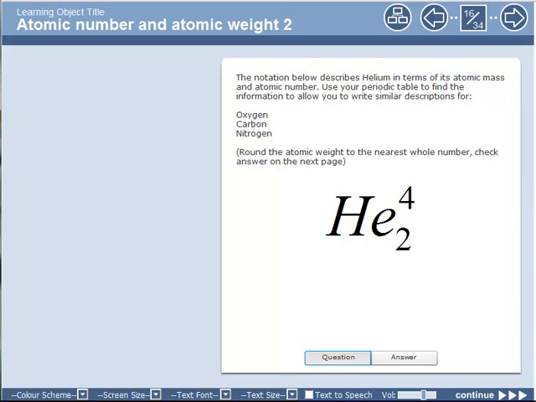Okay, this is a notation which is quite useful, and again it's a sort of how we do it in the periodic table but arranged slightly differently. This is helium. Its atomic number is 2, and its atomic weight, or its atomic mass, is 4. And I've asked you there to define the symbols in this terminology for oxygen, carbon and nitrogen. So have a little think about that, and we'll come back to the answer.